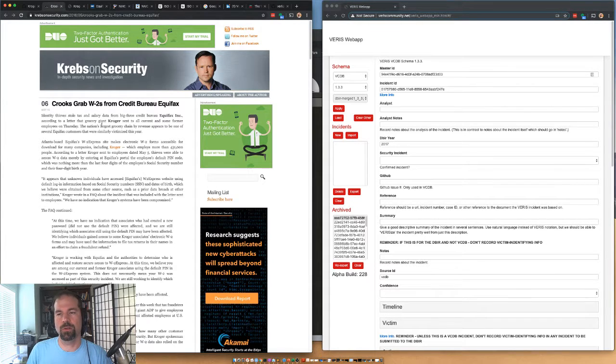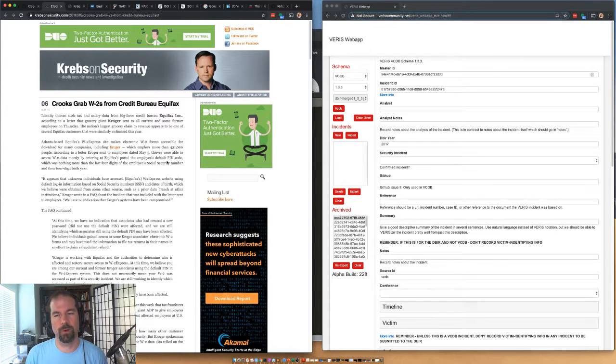Identity thieves stole tax and salary data from Equifax. Equifax's W2 Express site made W2 forms accessible for download for many companies with employees. According to the letter, thieves were able to access them merely by entering at the Equifax portal the employee's default PIN code. Oh, great. Well, that's nice. Which is nothing more than the last 4 digits of the employee's Social Security number. How does that even work?